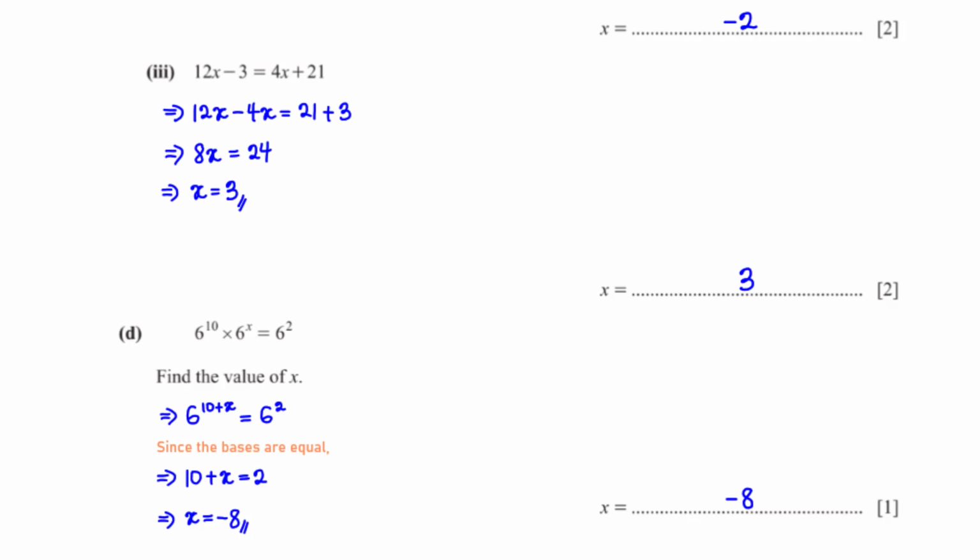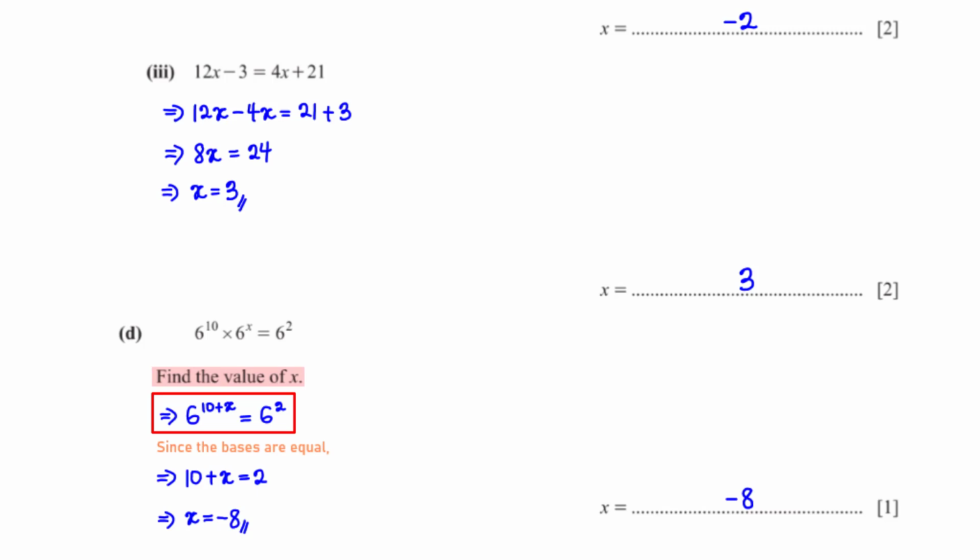6 raised to the power 10 times 6 raised to the power x equals 6 squared. Find the value of x. Since these two terms have the same base and they are multiplying, their powers add. So we have 6 raised to the power 10 plus x, which is equal to 6 squared.